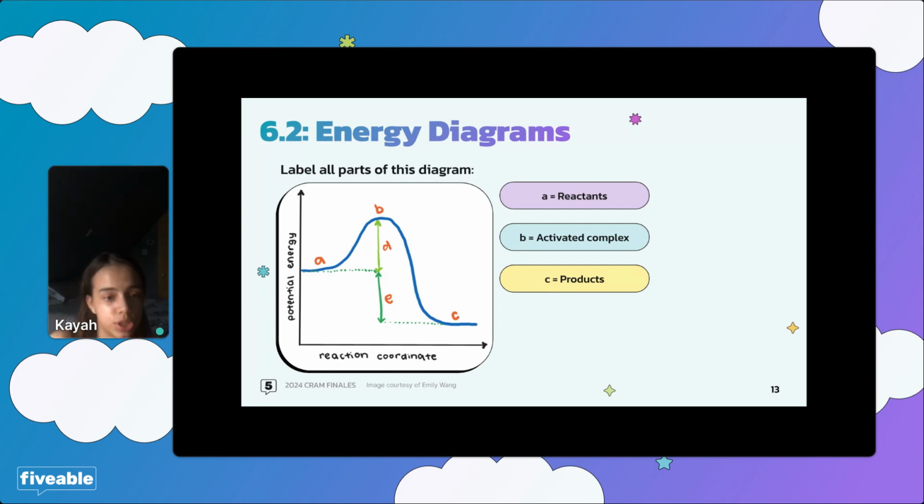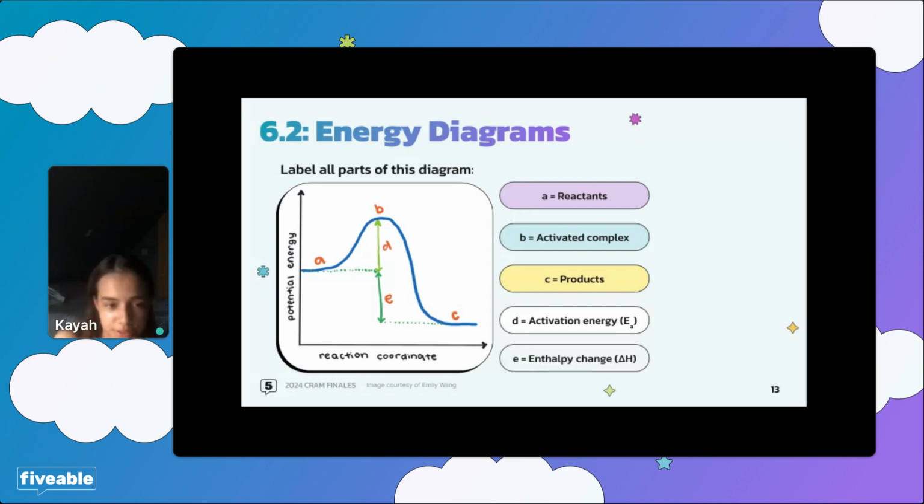Next up, we have D, which is the, I'm sorry, I made a mistake. B is the activated complex, and then D is the activation energy, so the energy it takes to get over that certain point to have the reaction occur. My bad. So D is the activation energy, and E is the enthalpy change, right? So that's delta H, like we spoke about earlier.